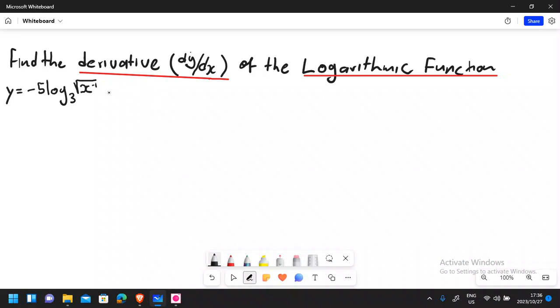Today in this video we'll be finding the derivative of the following logarithmic function. As you can see, this function has a square root, and also x to the power of -1. There is a lot happening here, and this is the standard log.